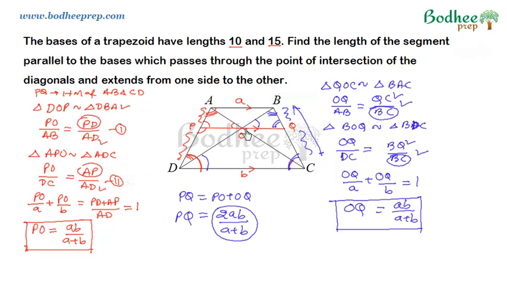So this is the end result which we have to remember. The line passing through the intersection of the diagonals and parallel to the bases will always be the harmonic mean of the lengths of the bases, right? So for this specific question, the value of A is 10 and the value of B is 15. So the value of PQ is 2 into 10 into 15 by 10 plus 15, which is 25. On solving, we get the answer to be 12. So 12 is the answer for this question.